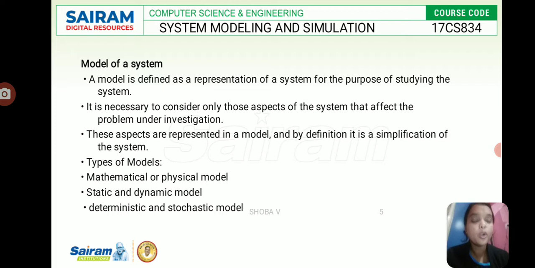Now we'll see the model of a system. A model is nothing but a graphical representation of the system for the purpose of studying the system. So we can consider the model of a system in various forms, for example, mathematical model, physical model, heuristic model, etc. So it is necessary to consider only those aspects of the system that affect the problem under investigation.